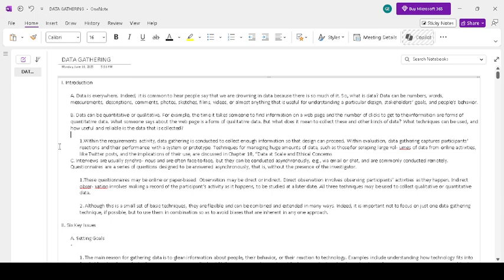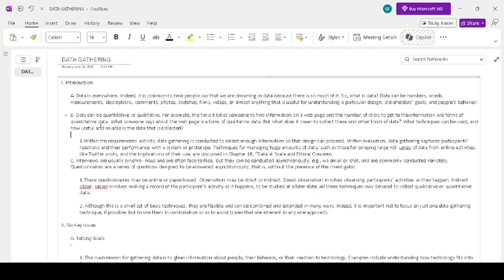Today we will discuss data gathering. It's one of the most useful topics in computer science. So, as always, we will not discuss this if it's not going to help us in our everyday life. So, we shall begin. Introduction.